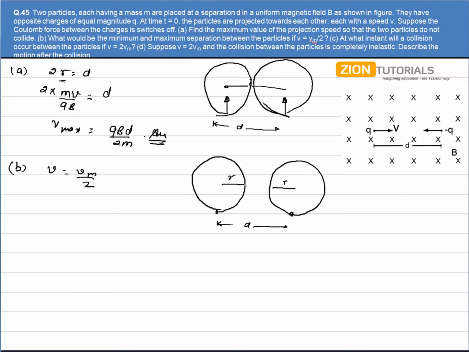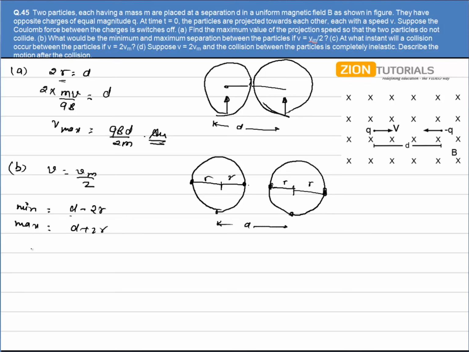So I have to calculate the minimum distance. The minimum distance will be equal to d minus 2r, and of course the maximum distance will be equal to d plus 2r, because this distance is r, this distance is r. So when the particles are at this point, they will be at minimum distance, and when both the particles are at these points, they will be at maximum distance. I know the value of d, and I have to calculate the value of r in terms of d.